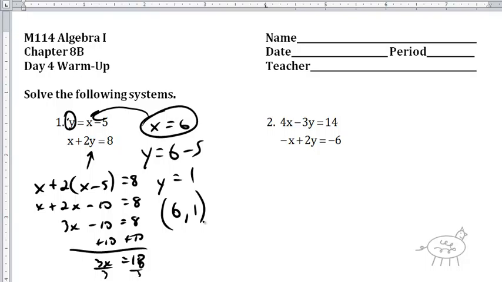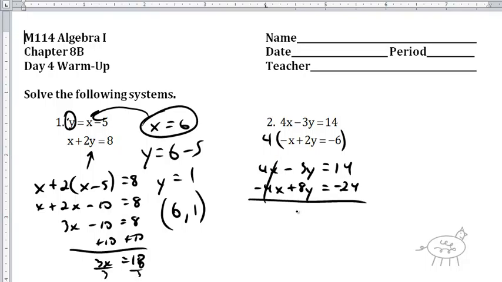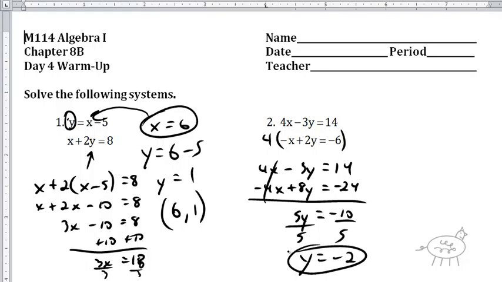Next one, definitely got to use elimination. You're going to multiply this bottom one by 4. So then I get negative 4, and top I get positive 4, and then the x's will cancel out. So let me just rewrite the top. 4x minus 3y equals 14, and the bottom is negative 4x plus 8y equals negative 24. Okay, so the x's cancel, and we get positive 5y equals negative 10, divided by 5, y equals negative 2. Okay, then we plug it into one of the two equations.